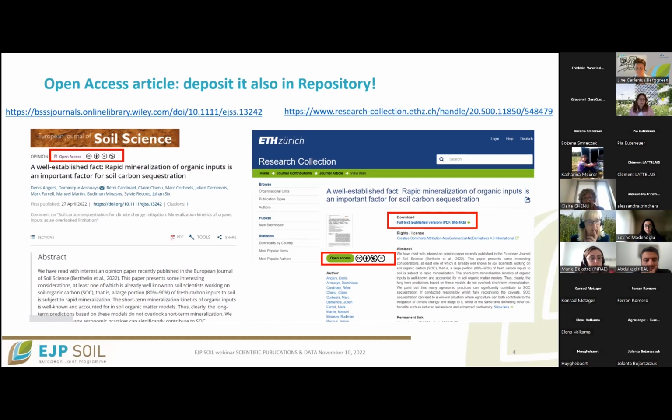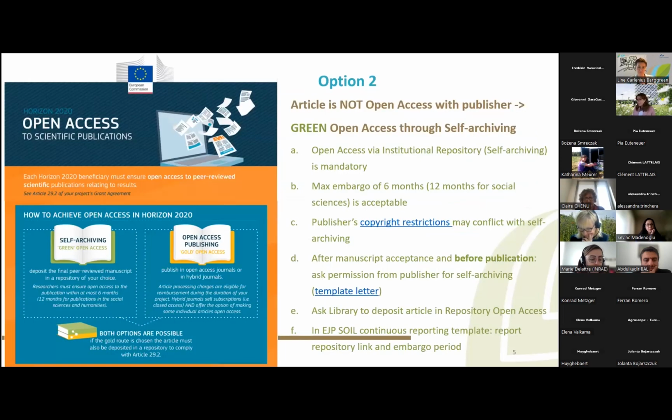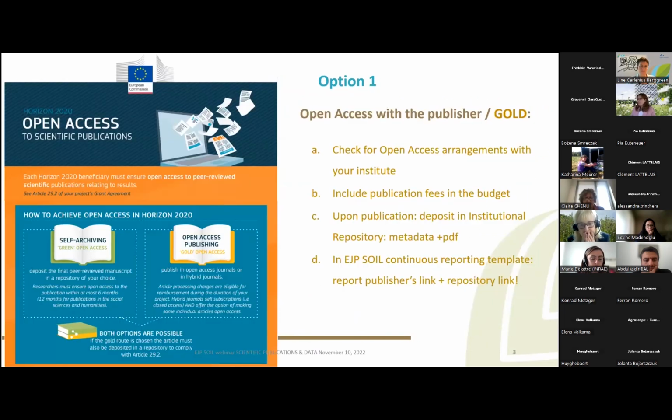It could be that you have to take action on your own to make sure that your article is archived in a repository, but you have to find it out with your library. So you have to deposit your article in an institutional repository, and when you report your article for EGP Soil in the continuous reporting template, you have to report both links, a link to the publisher and a link to the repository.